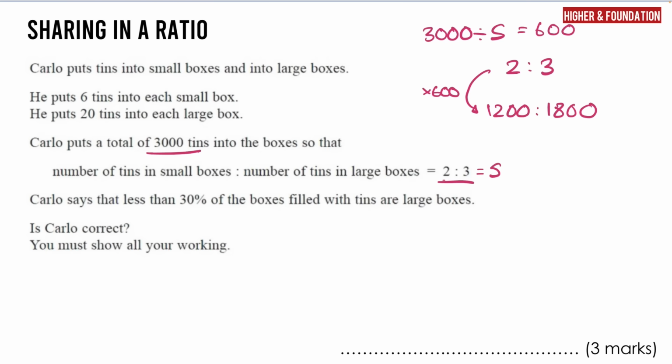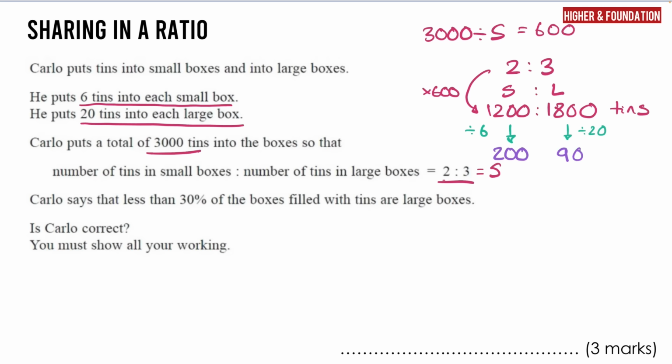Now it says here the 6 tins go into each small box and 20 tins go into each large box. So this is the tins. We can now work out how many boxes there are for each one. So we had on the left small, on the right large. There are 6 tins in each small box, so we can divide this one by 6. And there are 20 tins in each large box, so we can divide this by 20, and that'll tell us how many boxes there are. So 1,200 divided by 6 is 200 boxes, and 1,800 divided by 20 is 90. So overall there are 290 boxes.